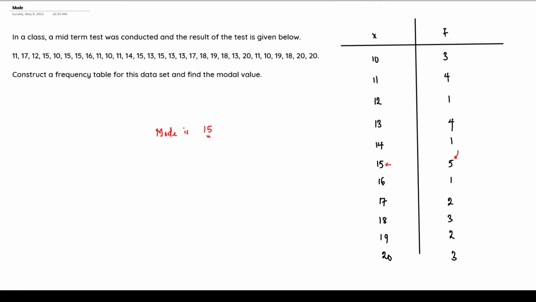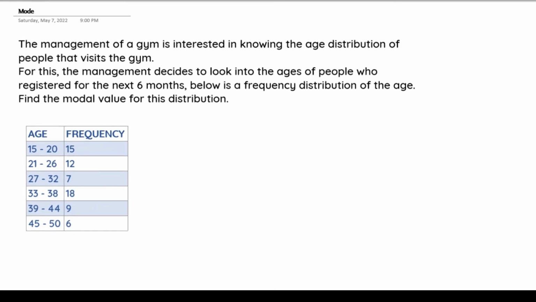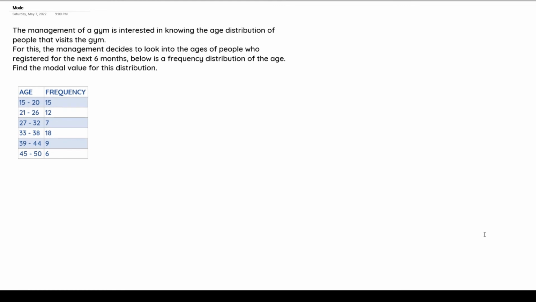So let's work on the third question. The third question says that the management of a gym is interested in knowing the age distribution of people that visit the gym. For this, the management decides to look into the ages of people who registered for the next 6 months. Below is the frequency distribution of the age, and we should find the modal value of this distribution. The first step is for us to get the formula that we are going to use to get the mode of our dataset. As you can see, this is a grouped data, grouped based on class. We have our 6 classes right here, 15 to 20, 21 to 26, down to 45 to 50.